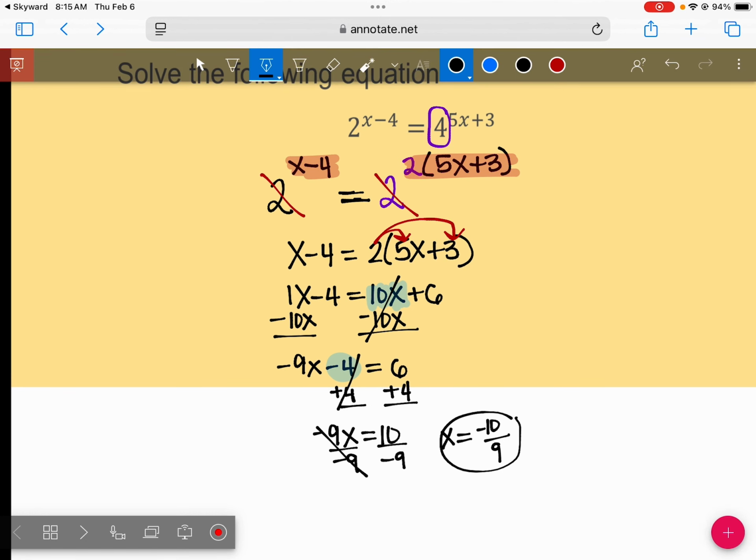Any questions about our bell work? All right, so we're getting ready to add another formula to our list. We ended up with 3 formulas. Today we're going to talk about the 4th formula.